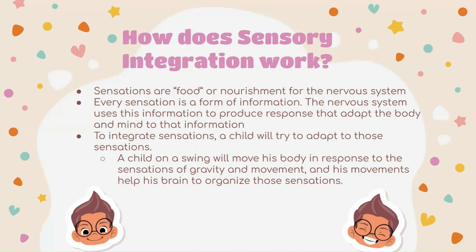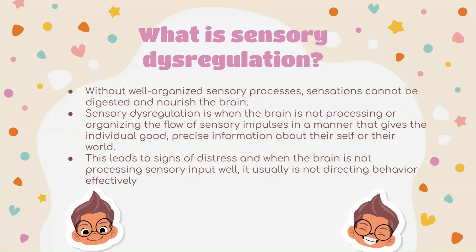Nobody can make an adaptive response for a child. They must do it themselves. The formation of adaptive responses helps the brain to develop and organize itself. Most adults see this as merely play. However, play consists of a series of adaptive responses that make sensory integration happen. But without well-organized sensory processes, sensations cannot be digested and nourish the brain.